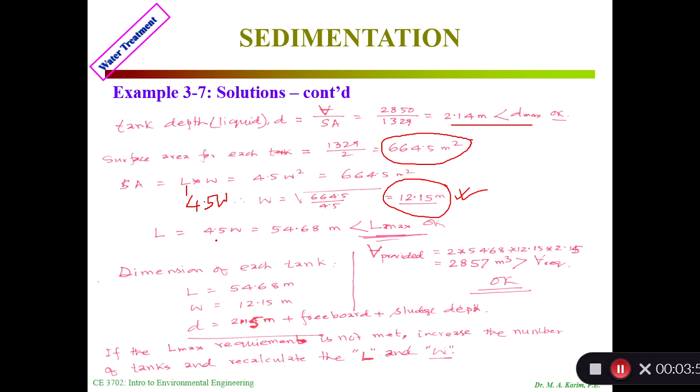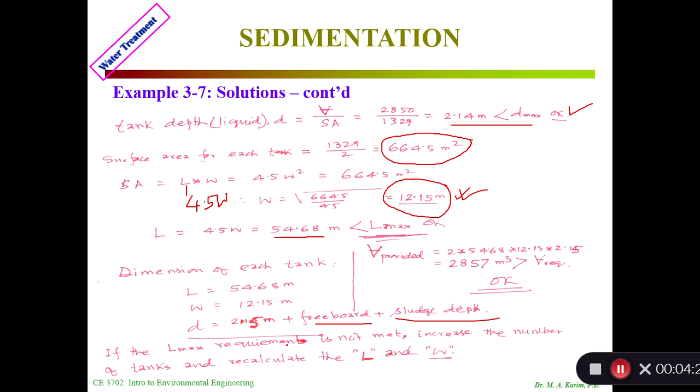Okay, the length would be 4.5 times W, which is equal to 54.68, which is less than L max. Also, we calculated the depth. It came out 2.14, whereas maximum depth was 5. So definitely this is less than D max, so it is okay. Both of them are okay. The dimension of each tank, of the 2 tanks that we're providing, is 54.68 meter length, width is 12.15, and depth is 2.14. Plus we have to add some freeboard to the depth.